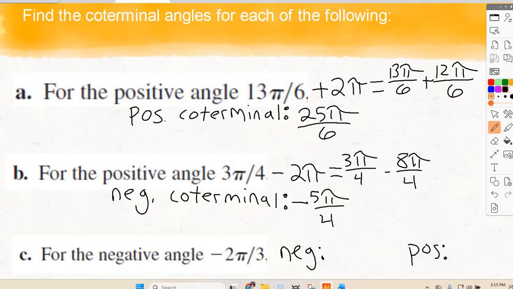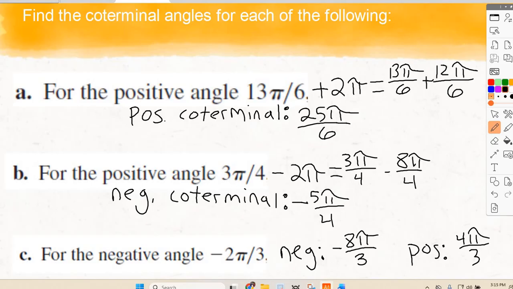Alright, so yeah, we are adding and subtracting 2 pi again. Our common denominator this time is going to be 3. So we end up with a 6 pi over 3, right? So if I add that, negative 2 pi over 3 plus 6 pi over 3 gives us a positive 4 pi over 3. If I subtract it, we would get a negative 8 pi over 3.